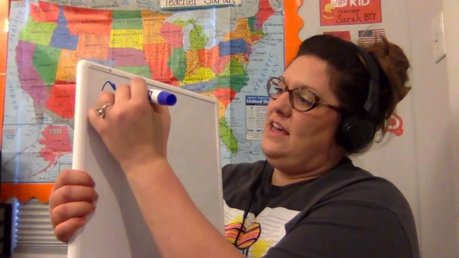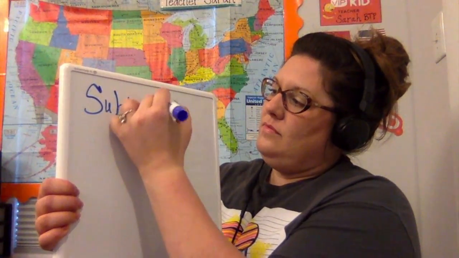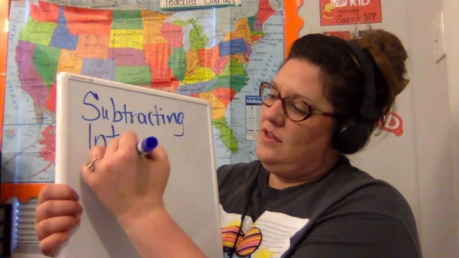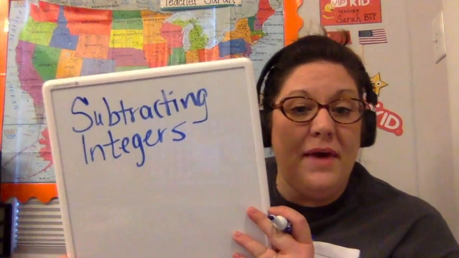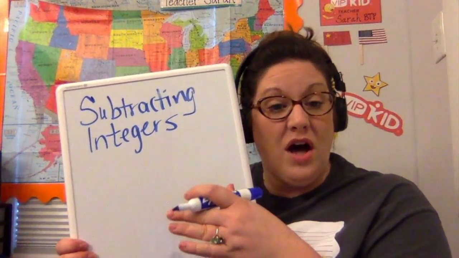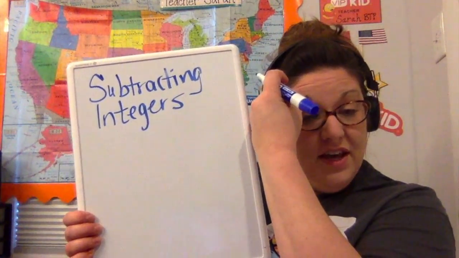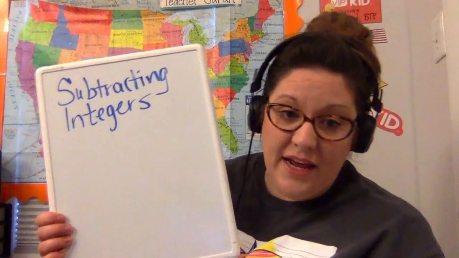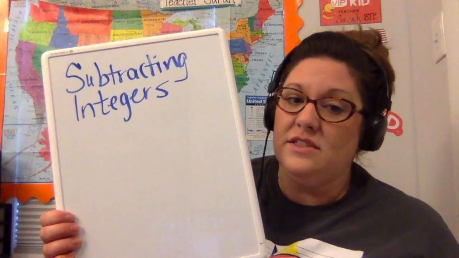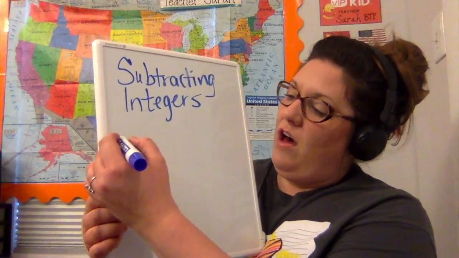So, in today's assignment, students are working on subtracting integers. When we talk about integers, we know that we could be subtracting numbers that are positive or negative. We've already worked on addition of integers in class. And when we apply subtraction, there is a rule that we can follow.